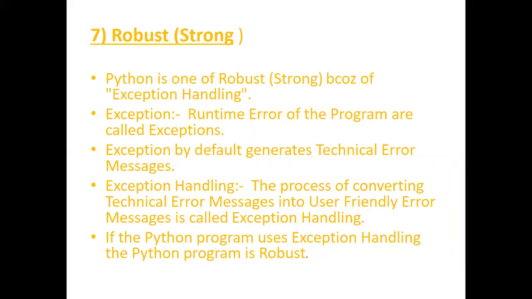Next, it is known to be a robust programming language. Robust means strong. Why is it known to be a robust programming language? Because of its exception handling.